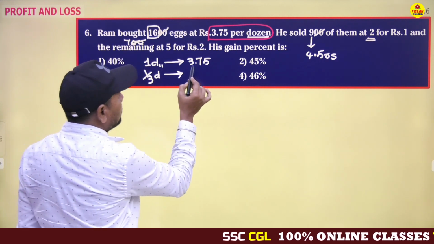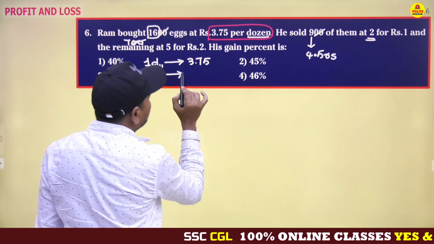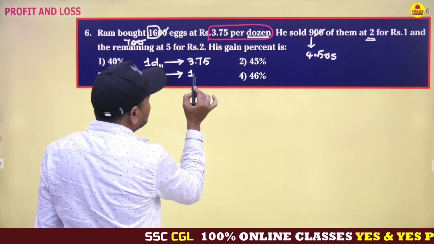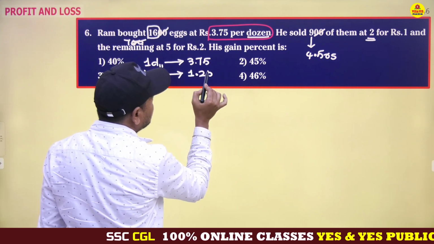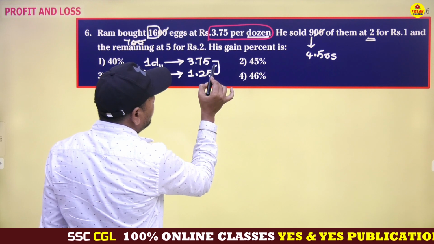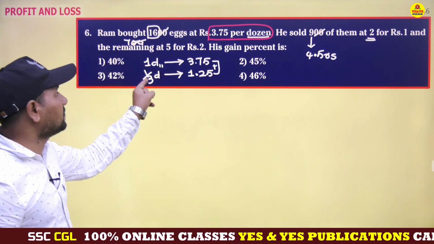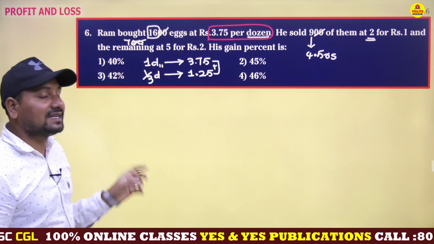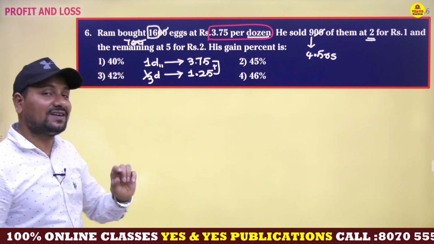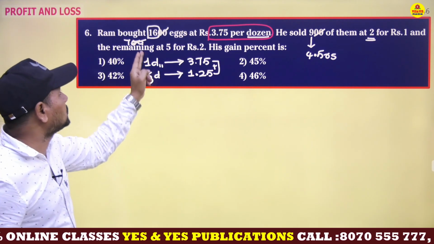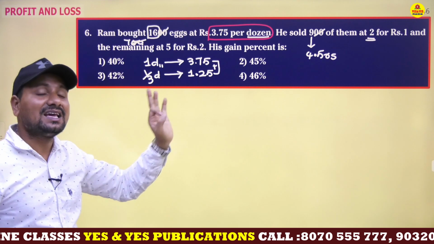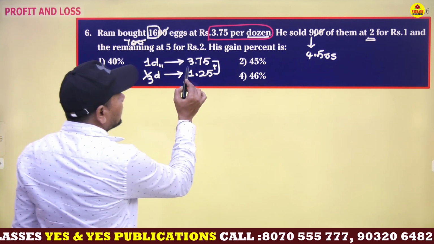1 dozen is equal to 3.75. 1/3 means you can consider 3 ones are 3, so 1/3 of 3.75 is 1.25. That means the whole sum of cost price is 1 dozen plus 1/3 of a dozen. 1 dozen is equal to 12x, and 1/3 of a dozen is equal to 4x. 4 plus 12, total how many x? 16x. This is your purchasing worth.